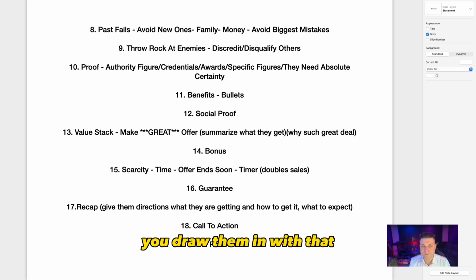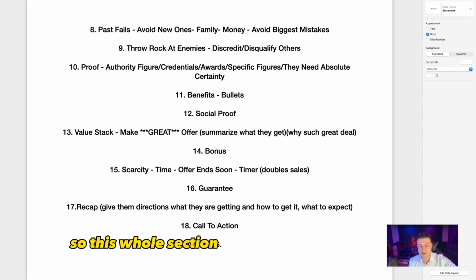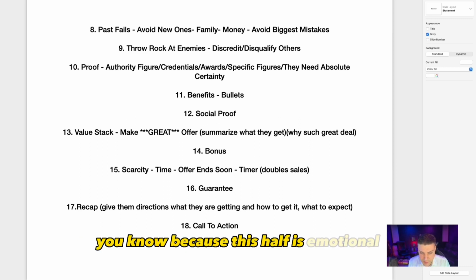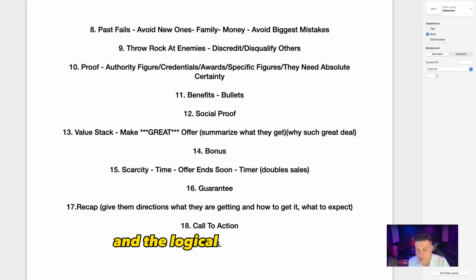You draw them in with that. And then the next part is about money. So this whole section here is how we make sure that when they're spending money with you, it's worthwhile. Because half is emotional, the other part is logical, and the logical part is about money. So this is what we're doing in this section here.